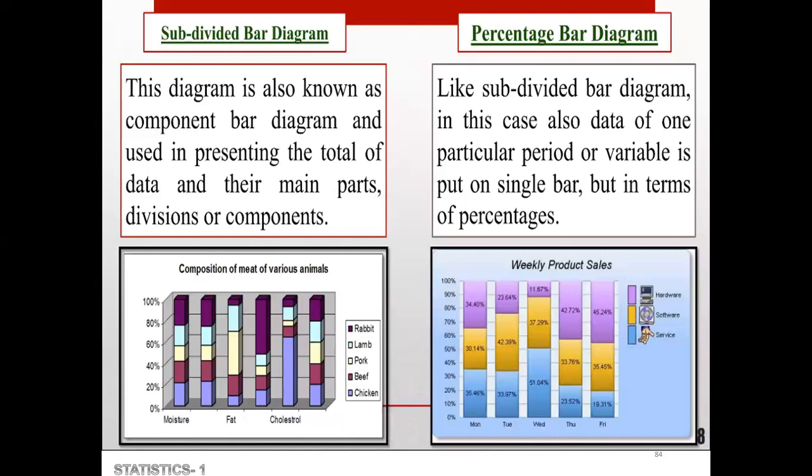Now here you can see in the example the weekly product sales of hardware, software and services. This data is stacked one above the other, but here the overall sales data is converted into percentages, and these percentages are represented in the bar diagram. That is why it is called the percentage bar diagram or percentage stacked bar diagram.